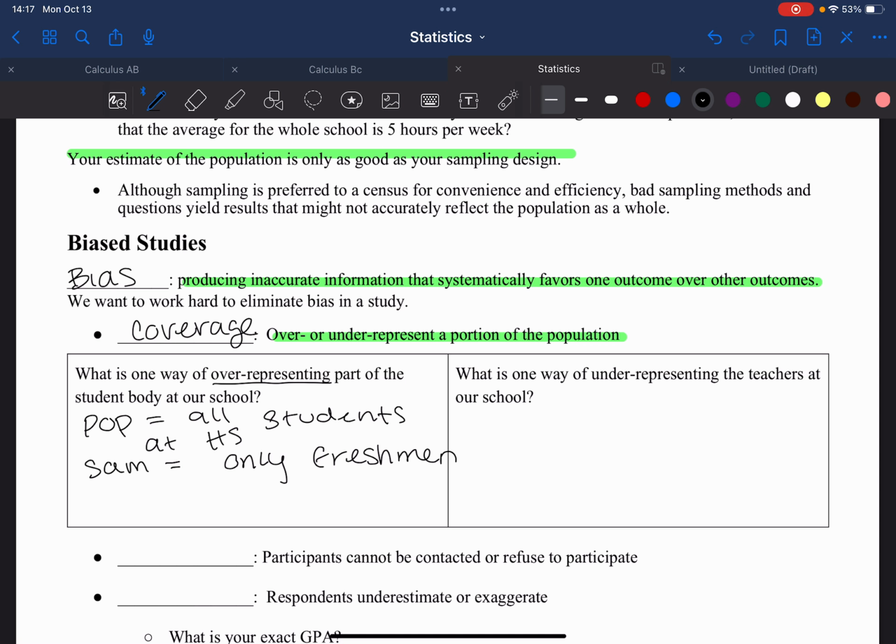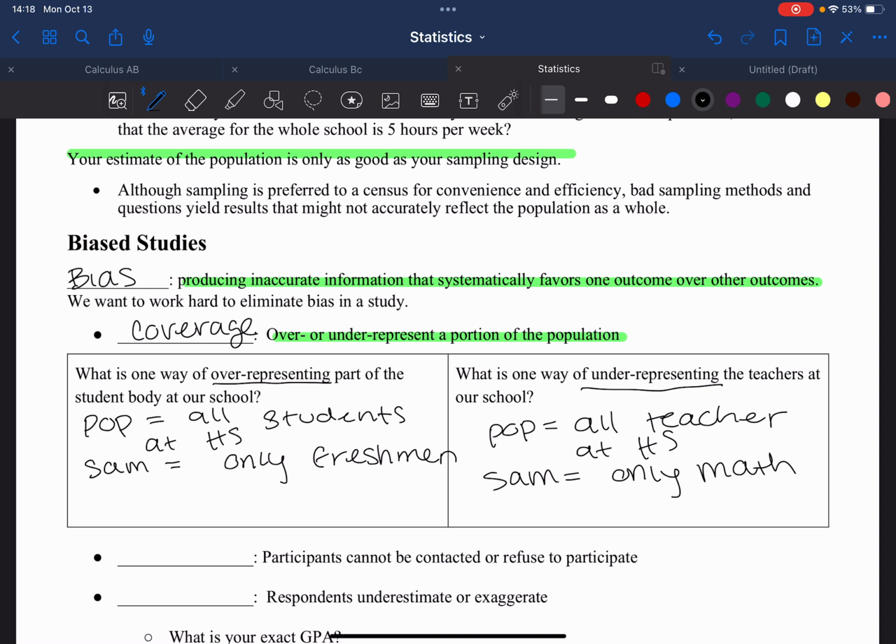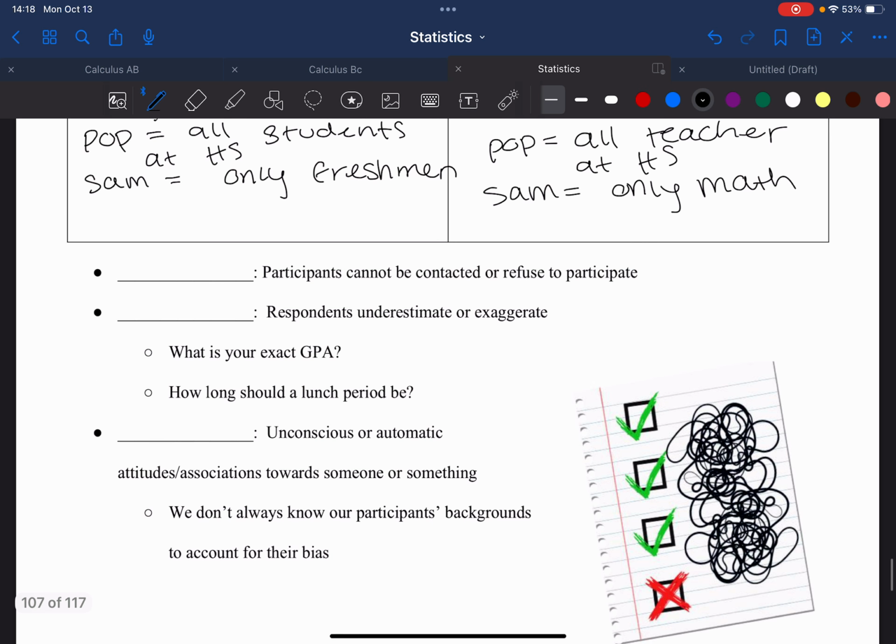Then it says, what is one way of underrepresenting the teachers at our school? Well, we could say the population is all teachers at our high school, but our sample is only the math teachers. If we only sample the math teachers, that means all the other teachers would be underrepresented and the math teachers would be overrepresented. Versus the other example of freshmen is overrepresented and the rest of the student body would be underrepresented.